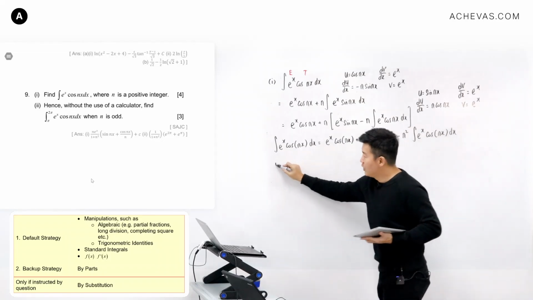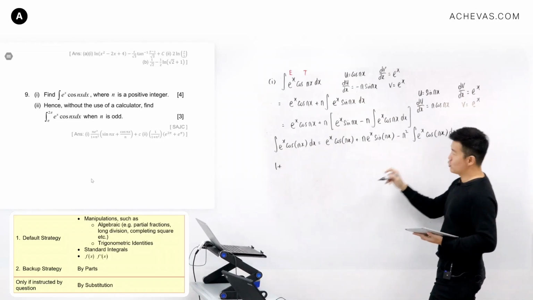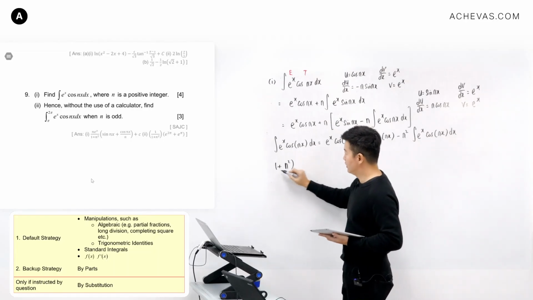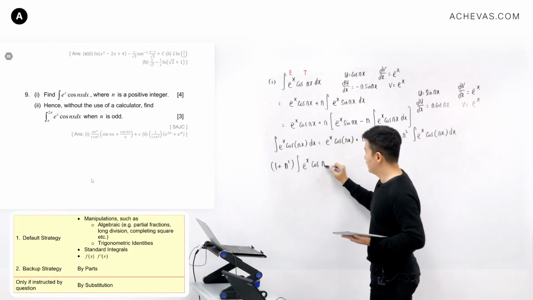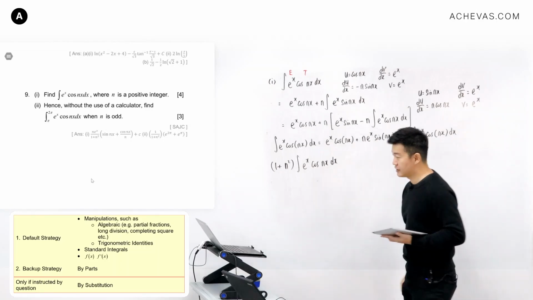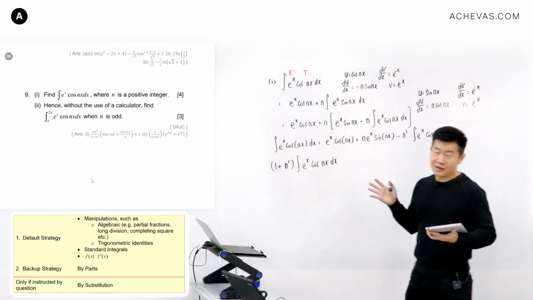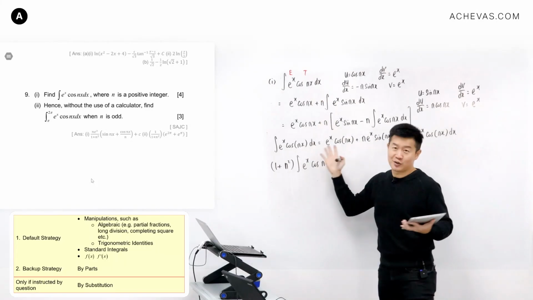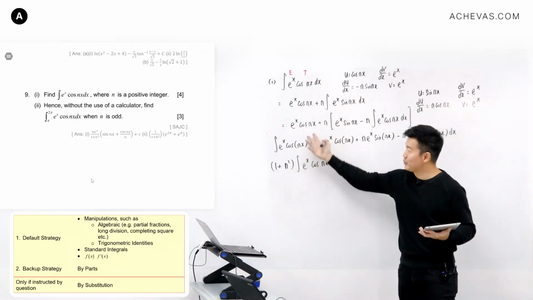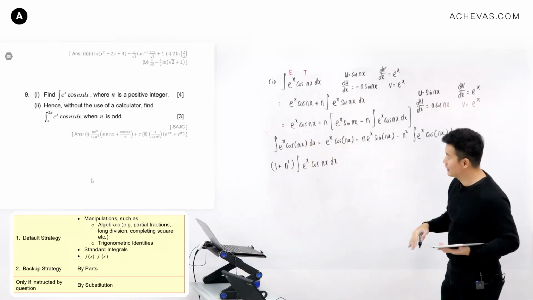So I will have a 1 plus n squared as the coefficient of e to the power of x cosine nx dx. Let me just take a look. Okay, I realized the question didn't put a bracket, so I'm not sure even why I suddenly put a bracket here myself. Anyway, that doesn't matter.